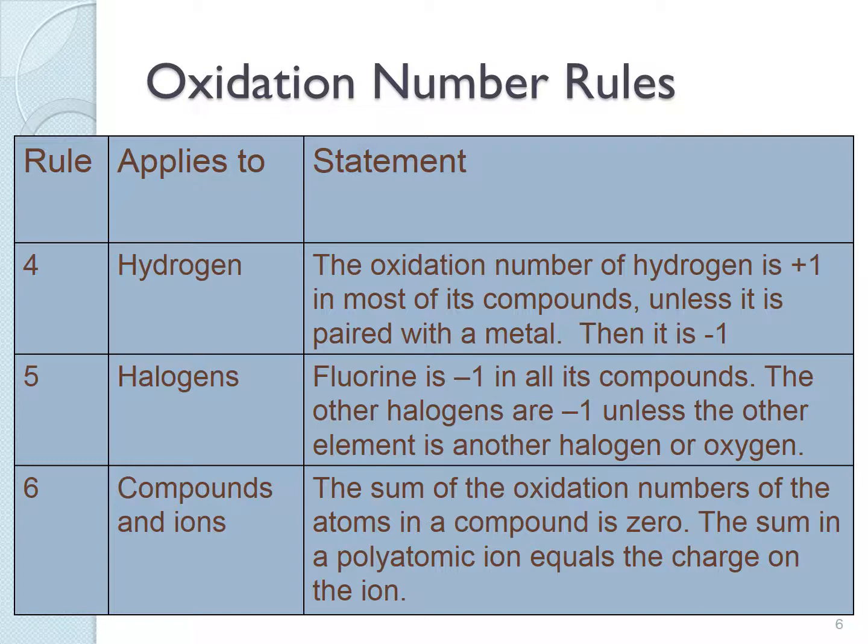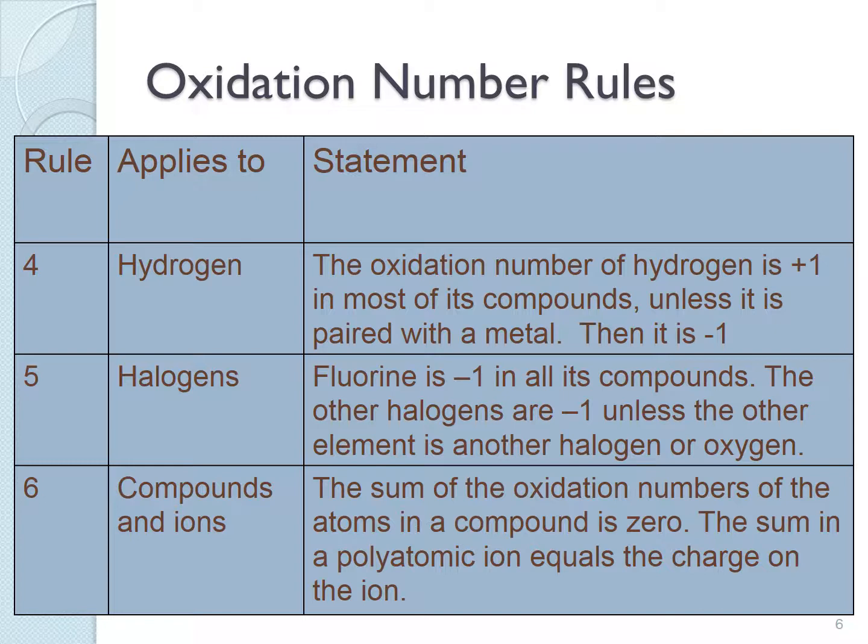Halogens, almost always fluorine is a -1. Other halogens are often -1, but if they appear in a compound that has other halogens or has oxygen involved, they may be other numbers. So fluorine always a -1. Halogens are -1 unless there's other halogens or oxygen around. Then you have to figure out what it is.